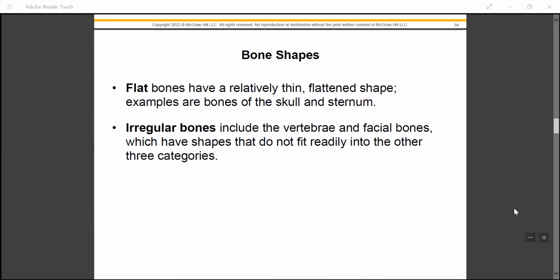We also have flat bones like our sternum. They're going to be relatively thin, so sternum and skull, and this is where a lot of our bone marrow is contained, our red bone marrow specifically. And then finally, irregular bones, which don't really fit into any of the other shapes, such as our vertebrae and a lot of our facial bones. We lump everything else together.